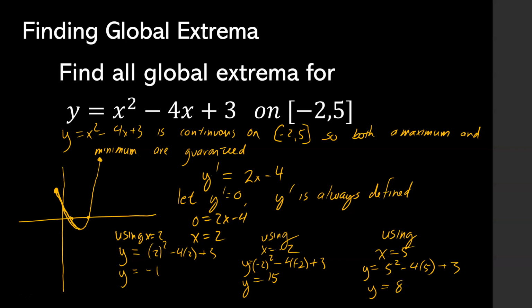So which one of these is the maximum? It's pretty easy. You just choose the largest, 15. Which one of these is the minimum? Pretty easy. Choose the smallest. Why did we only need to look at the endpoints and the critical values? Well, look at the graph. Could you find a maximum kind of right here in the middle? No, because it's not a critical value and it's not an endpoint.